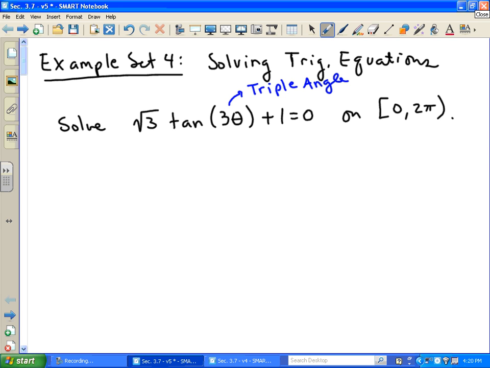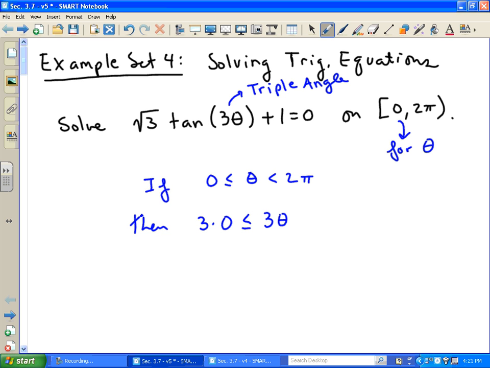As before, if you don't have a single angle on the inside of your function, what I'd first like you to do is make sure you understand that this particular interval is for theta by itself, and say that if for theta by itself your values lie in between 0 and 2 pi, then for triple that, we would have 3 times 0, 3 times theta, and then 3 times 2 pi. And so for my triple angles, my angles lie in between 0 and 6 pi.